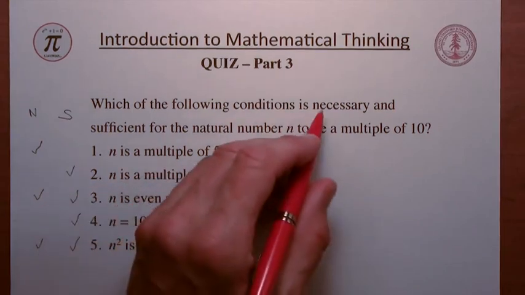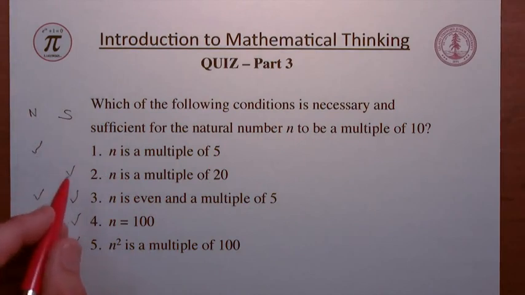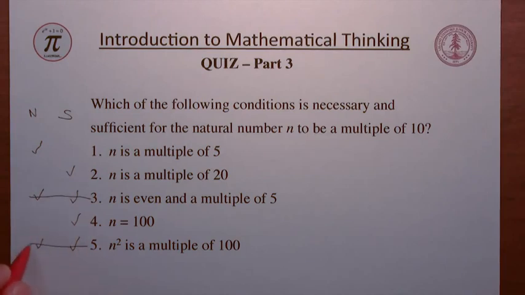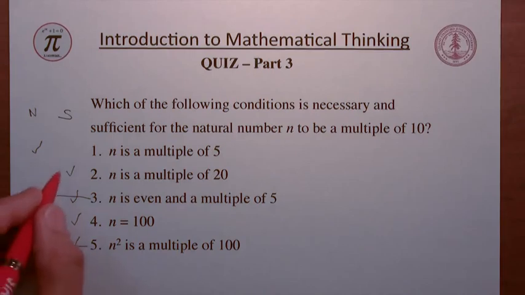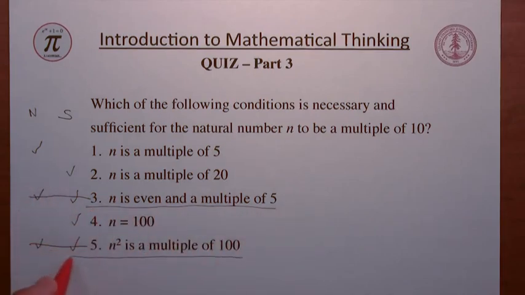This asks for necessity and sufficiency. There we've just got necessity, there we've just got sufficiency, there we have both of them, there we just have sufficiency, there we have both of them. So the ones that are necessary and sufficient are this one and that one.